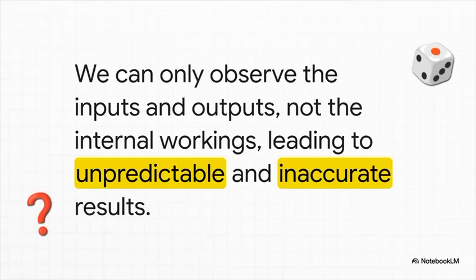You know, the whole black box idea is just perfect here. We see the inputs, that's our prompts, and we see the outputs, the AI's answers. But that whole process in the middle, the thinking, is a complete mystery. And that's what leads to those unpredictable, sometimes just plain wrong results. It feels like you're just rolling the dice every time you ask a question.